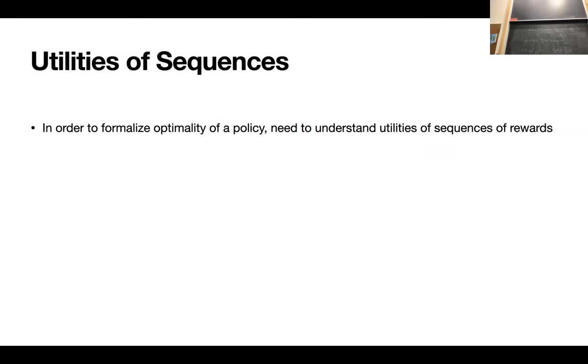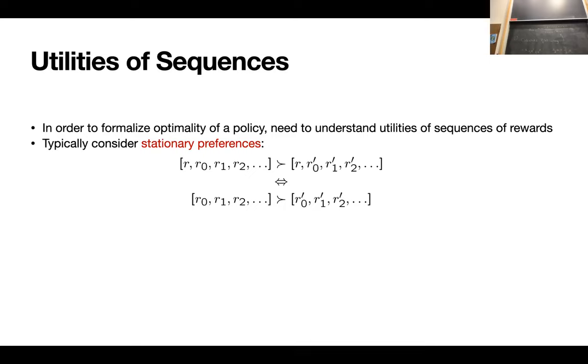Yes, so in order to formalize the notion of optimality of a policy, we need to understand the utilities of sequences of rewards. More precisely, imagine our robot takes a sequence of rewards, R0, R1, R2, and so on, and these are preferred to these other sequences. We've seen this last time in the last course. This symbol means that we somehow prefer this set of rewards versus these other ones.